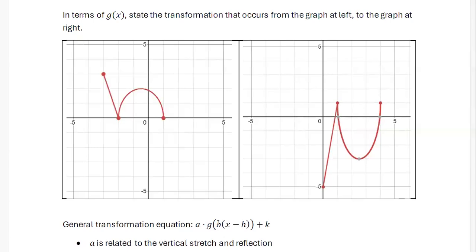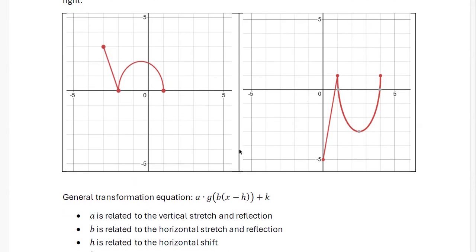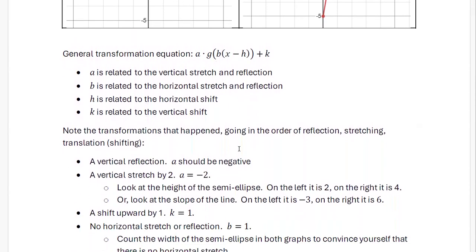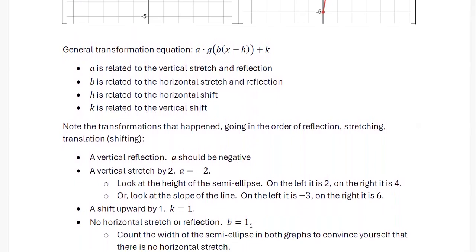Okay. Now is there a horizontal stretch or reflection? How can we count that? Well, again, we can look at the line or the semi-ellipse. Let's look at the ellipse. So what's the width of the ellipse? 1, 2, 3. Okay, that's on the left. Now on the right-hand side, 1, 2, 3. There is no stretching that occurred. And we can also confirm from the line. Remember, when we were calculating the slope, the delta x was 1, no change. So B is 1. No stretching or reflection. Okay, that's what I'm saying in this bullet point down here.